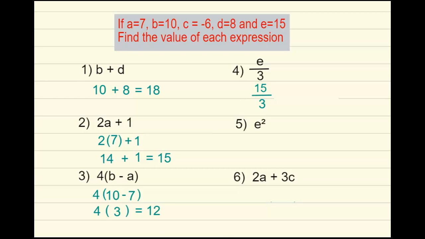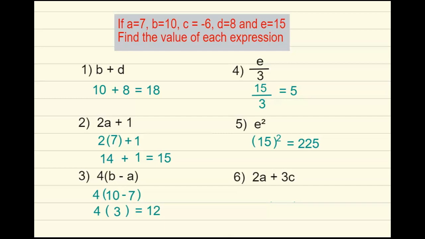For number 4, we have E over 3. So E is equal to 15. Divided by 3 will give us 5. For number 5, we have E squared. Squaring means multiplying that number by itself. So E is 15. So the square of 15 means 15 times 15. That will give you 225.